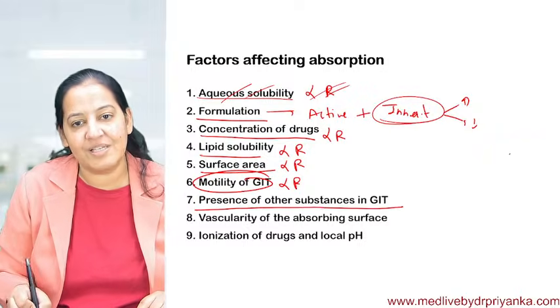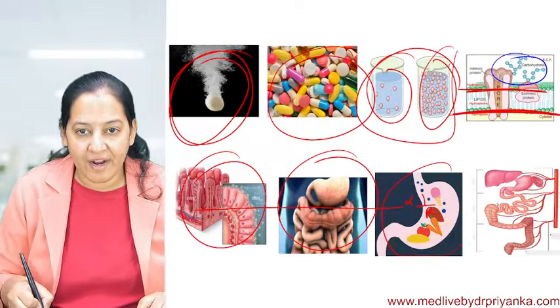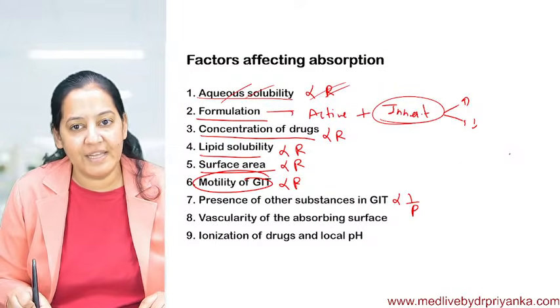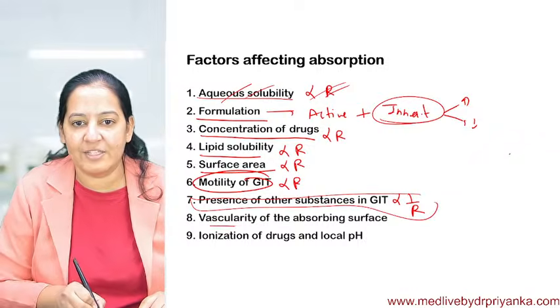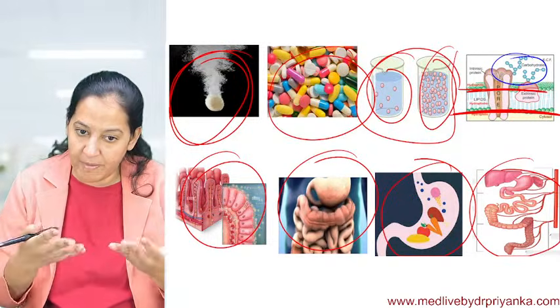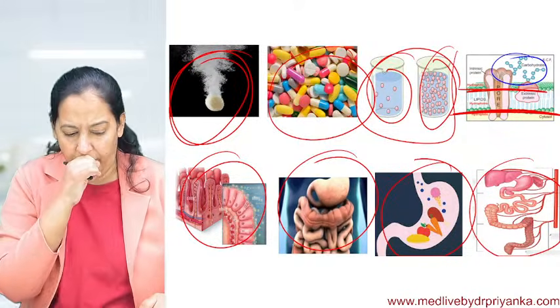Presence of other substances is inversely proportional to rate of absorption. If the stomach already contains food, the absorption is delayed. It's inversely proportional to rate of absorption. Vascularity is again directly proportional. More vascular, more blood supply, fast absorption. Less blood supply, slow absorption.